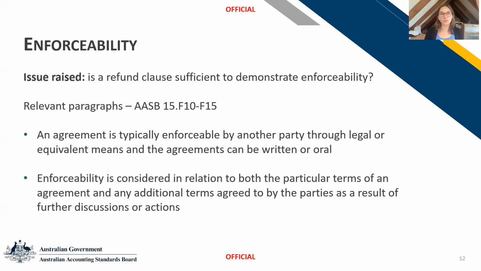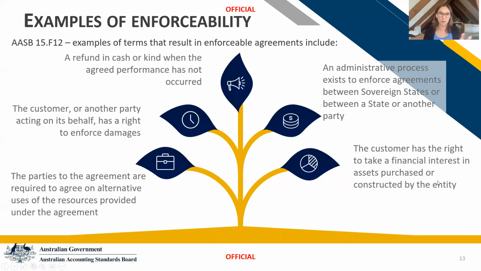So there is, again, some guidance within the standard, some things to be looking at when we're trying to consider enforceability. So if we have a look at some of the examples that we've got within the standard around enforceability. So I pulled this again from an appendix, for you to see. So we've given examples of terms, and I'm going to work my way around the tree. So you can see at the very top of the tree, I've got a refund in cash or in kind where the agreed performance has not occurred. So when we're looking at a refund, we're looking to say either you haven't spent all of the money that I've given you, in which case you need to refund that back to me, or you've spent it incorrectly.